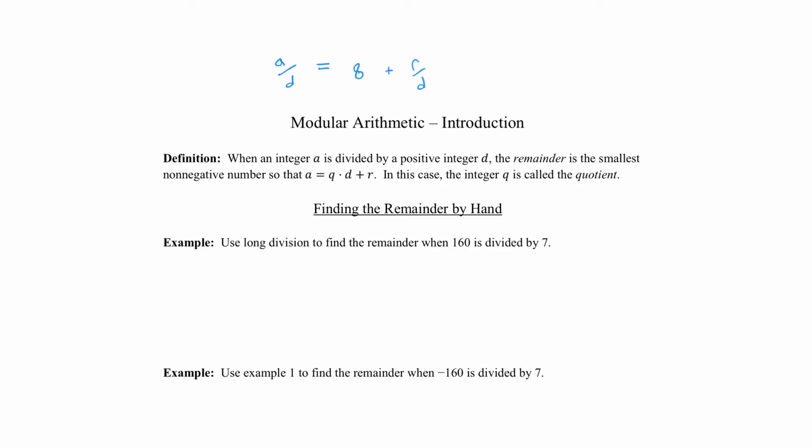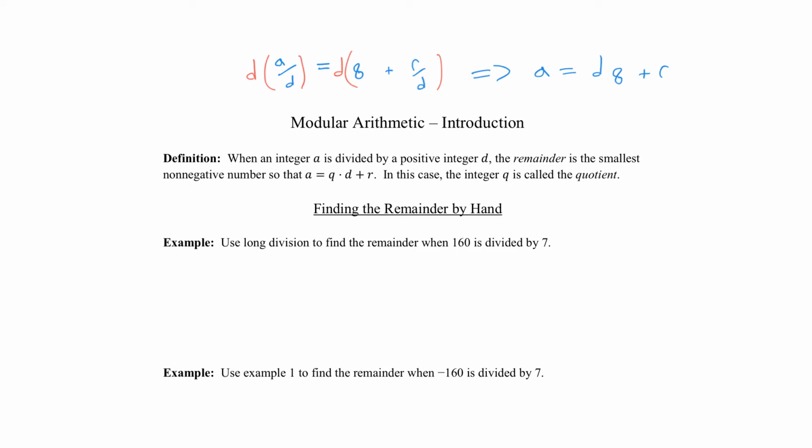So what you can think of is taking this equation that we just wrote down and multiplying both sides by d. The result of doing that gives us a on the left-hand side equal to d, what we divided by, and q, the quotient, how many groups of d do we have, plus just r, the remainder. So that's the equation that we're working with, and that's exactly where we start with the definition of what a remainder is and what a quotient is.